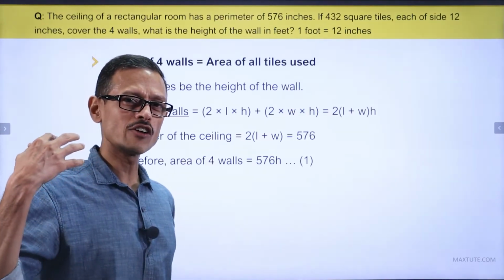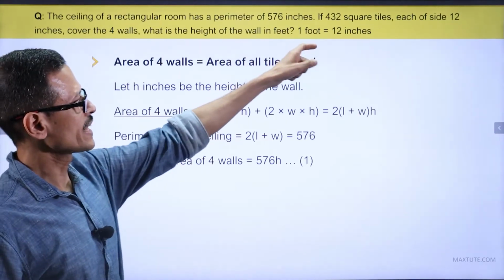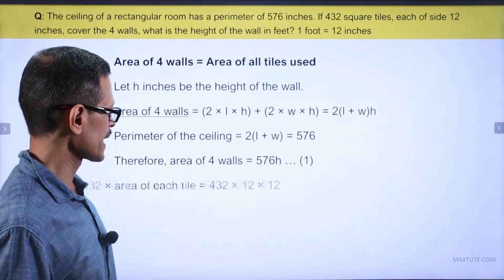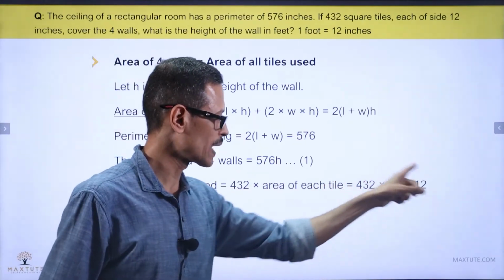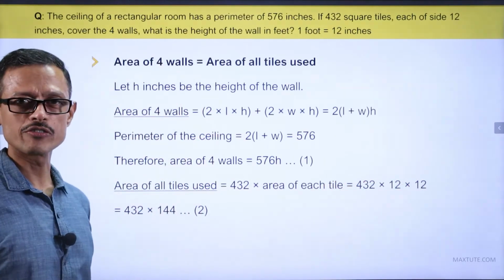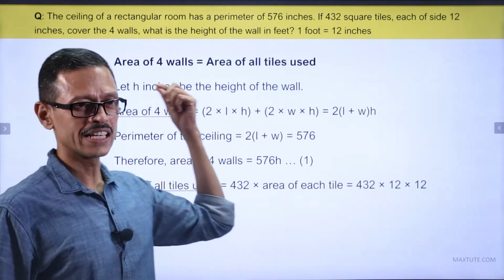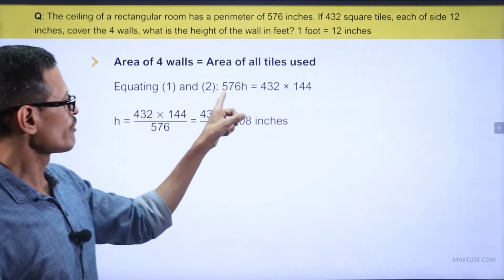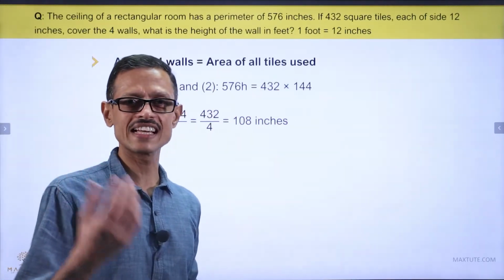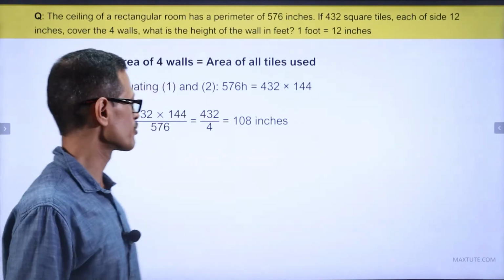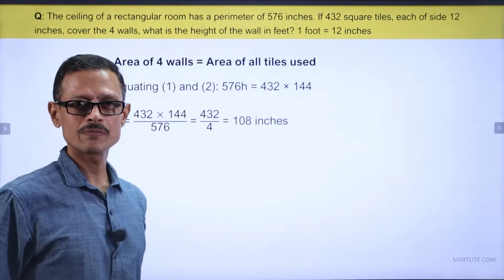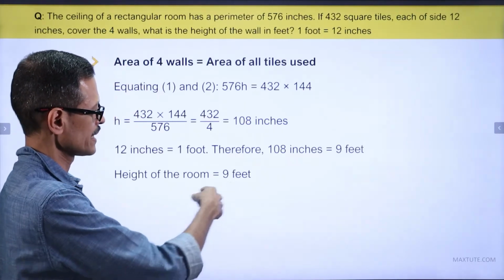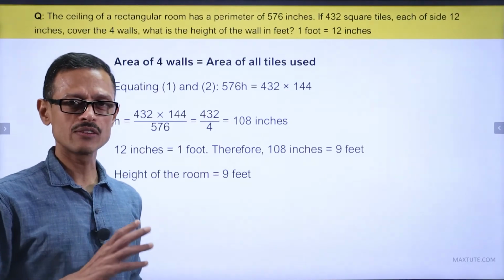Step 2, let's compute the area of all tiles used. Each tile is of side 12 inches. We are using 432 such tiles. These are square tiles. So area of all tiles is equal to 432 into 12 times 12, which is 432 into 144. Area of all four walls is equal to area of all tiles used. So equate 1 and 2, we'll have the answer. Equated 1 and 2, 576H is equal to 432 into 144. So H becomes 108 inches. We want the answer in terms of number of feet. Divide 108 by 12. That gives us the answer in terms of number of feet. So height of the wall is equal to 9 feet.